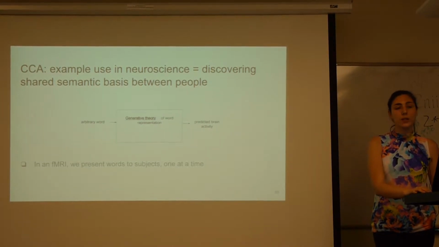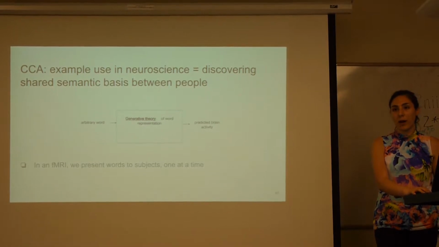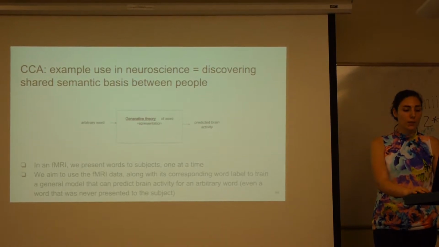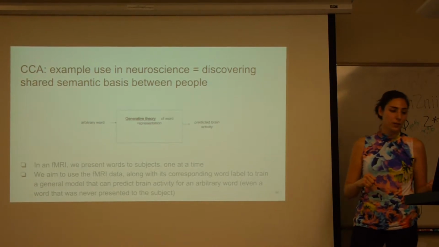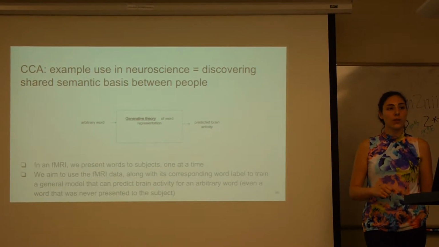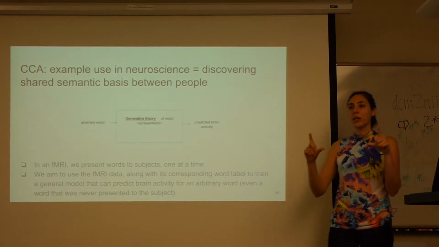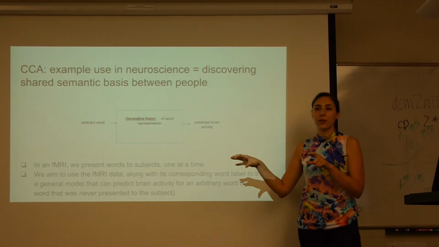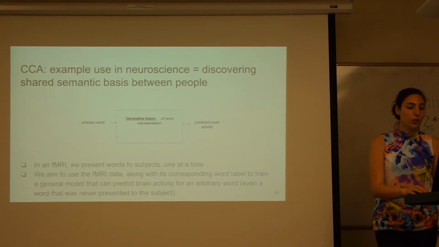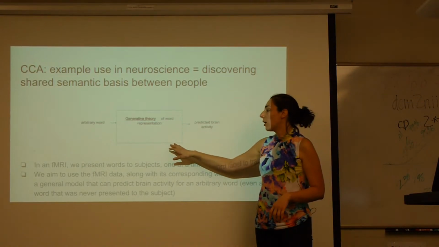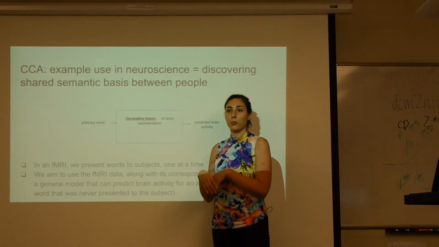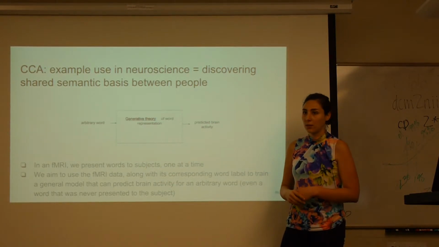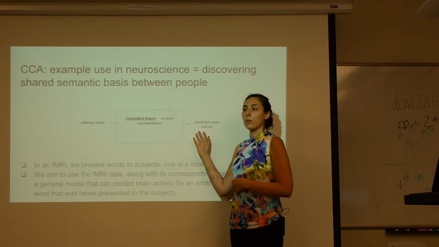So let's say we're presenting words to subjects in an fMRI, one at a time. We aim to use the fMRI data that we get from the presentations, along with the corresponding word label, the word that was presented to the participant plus the fMRI data that corresponds to it, to train this model in order to be able to give it an arbitrary word that we haven't shown the participants and generate some fMRI activity.